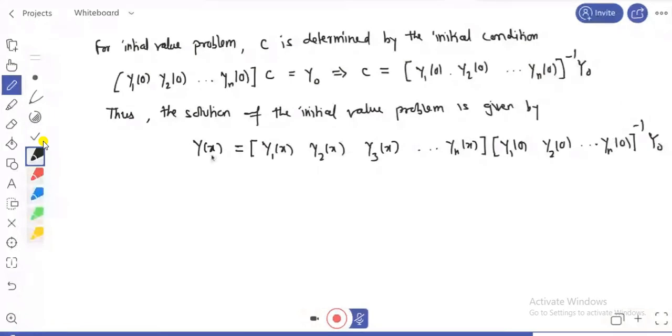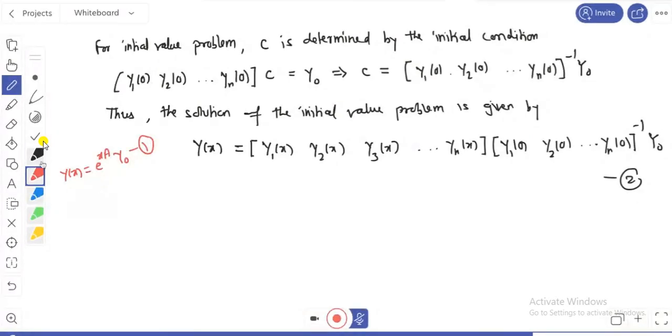So by using the initial condition, you get the value of that c, and now you put the value of c here. So this is equation number 2. And equation number 1 is y(x) equals the exponential power of that y0. This is equation number 1.